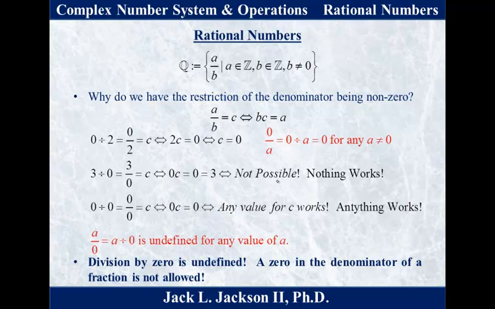And so 0 divided by 0 is what we call indeterminate, but it's still undefined. So any number divided by 0, or any number over 0, is actually undefined for any value of a. 0 divided by 0 is undefined. Any other number divided by 0 is undefined. So division by 0 is undefined. A 0 in the denominator of a fraction is not allowed.